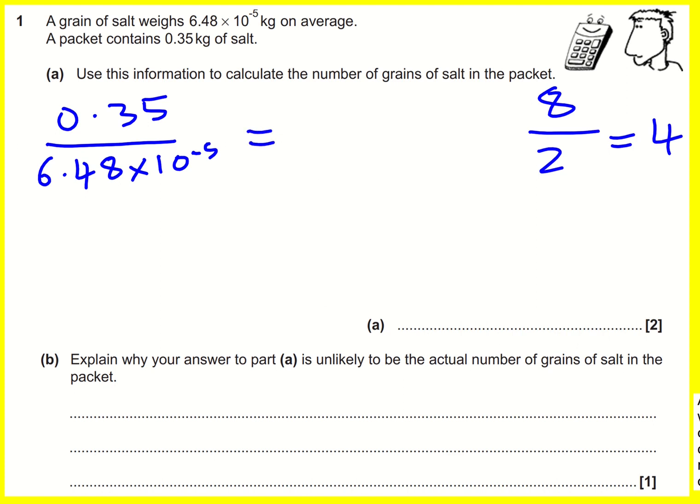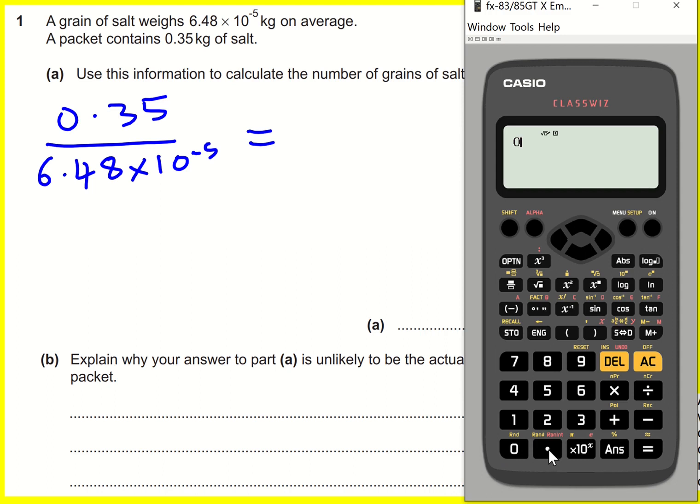So I'm doing division in standard form, but I can use my calculator. So 0.35 divided by 6.48. You can use the standard form button here and write -5.